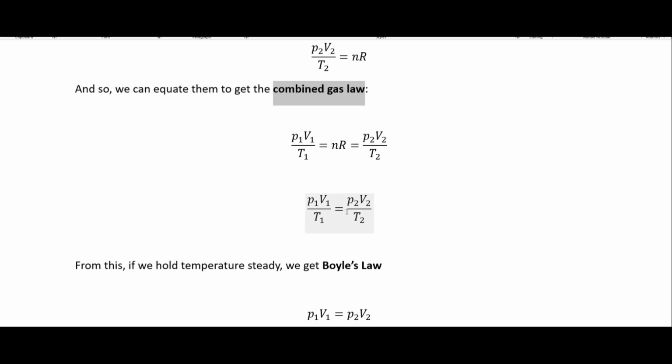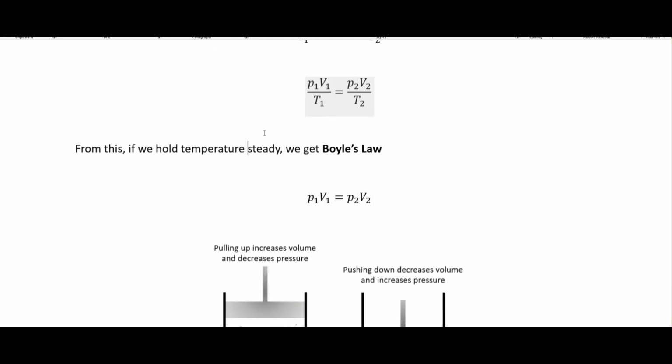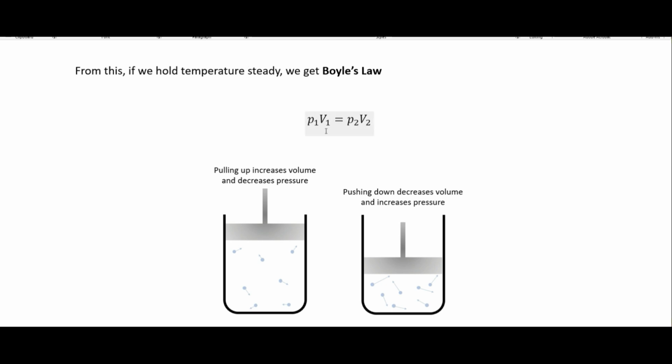We see from the combined gas law that if we then just hold the temperature constant, we get what's called Boyle's law, which is just P1 V1 equals P2 V2.